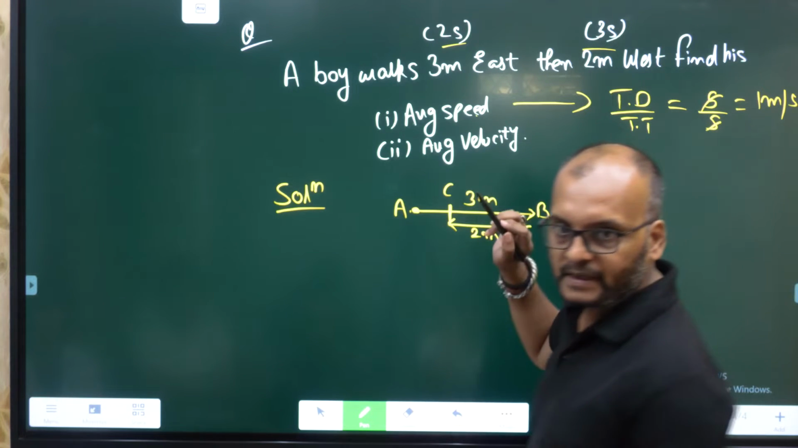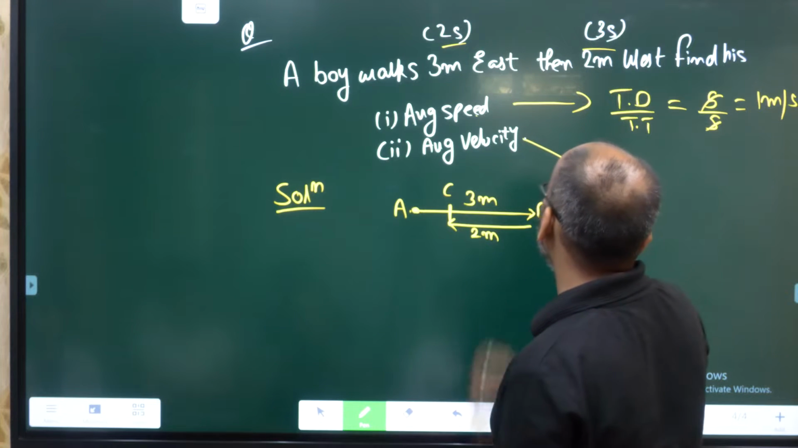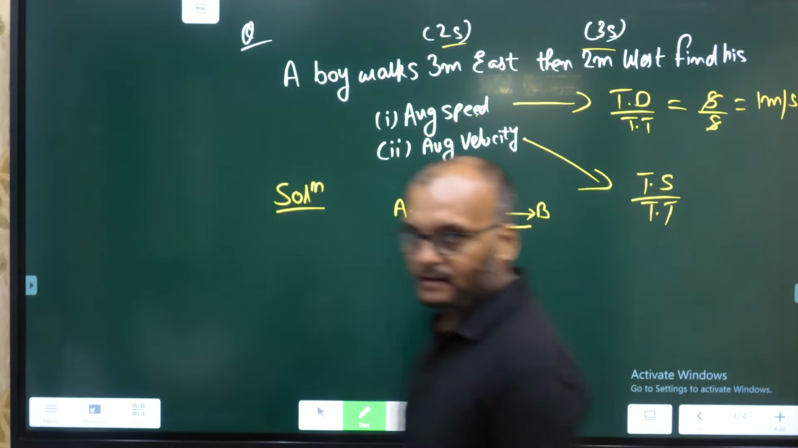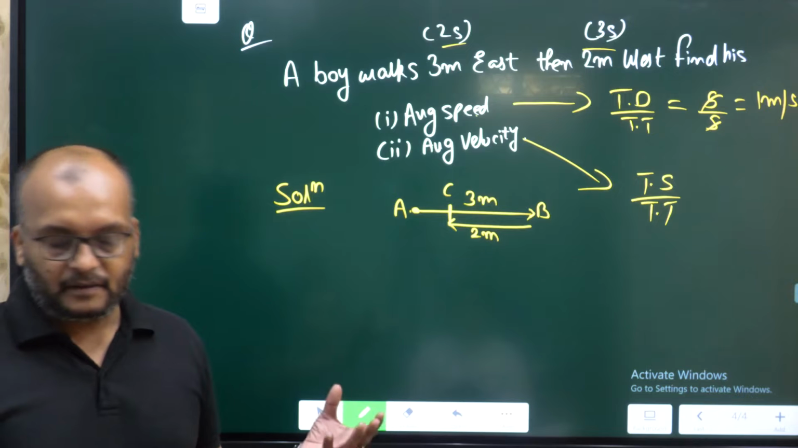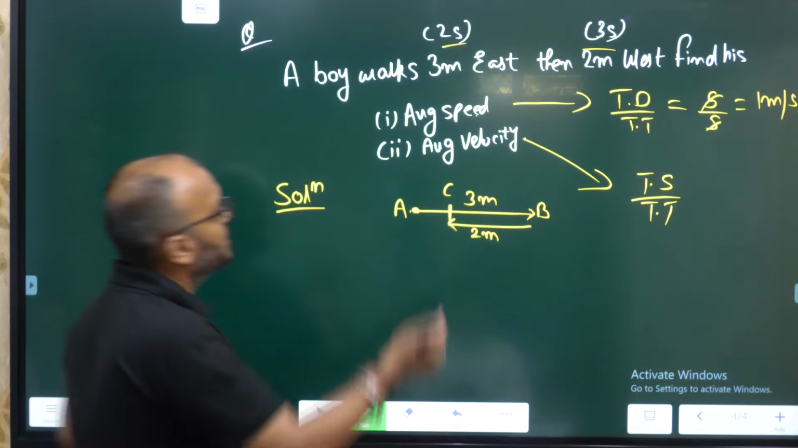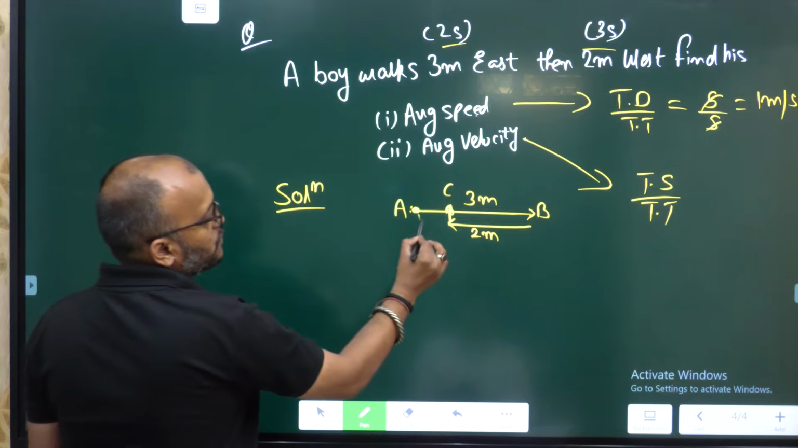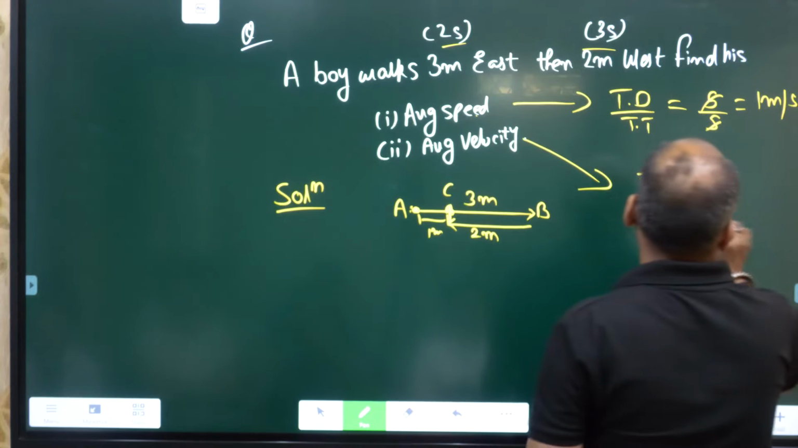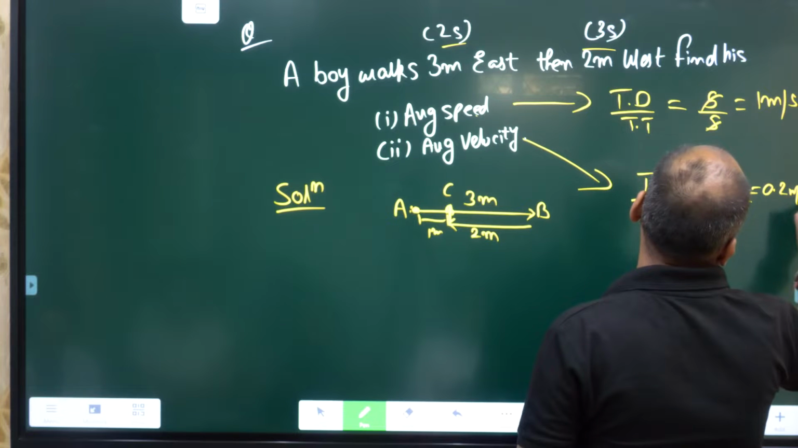I hope you know the unit of speed. We have done dimensions. What is average velocity? It is total displacement upon total time. So what will be the total displacement? 1 meter. Displacement is final position minus initial position. Final position is C, initial position is A. So 1 meter, and total time is 5. So 1 upon 5 is 0.2 meters per second. Please note it down.